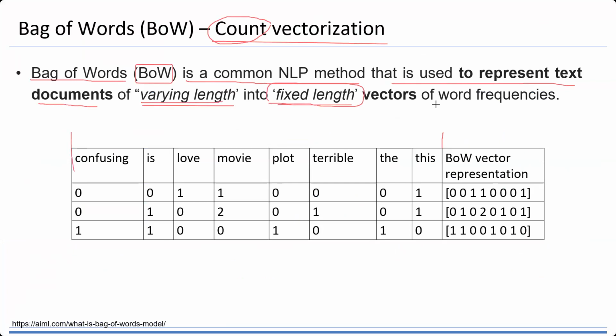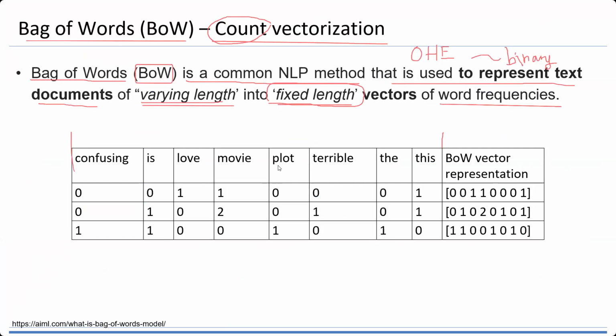Now, if you look at the one-hot encoding, OHE, it is binary. Binary means 0 or 1. But for the BOW, we use the frequency. So the frequency means how many times the word appears.